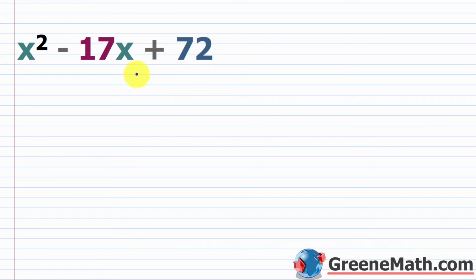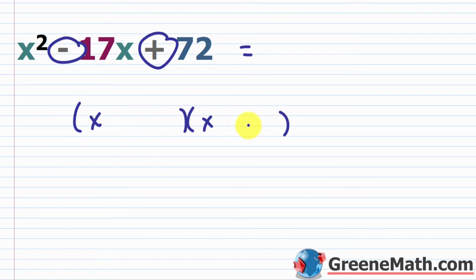We have x squared minus 17x plus 72. So this guy is positive, but this guy is negative. So what does that tell me? Let me put my x in each position. Well, in order to get a positive product, I can either have positive times positive or negative times negative. So I know this has to be negative and negative.